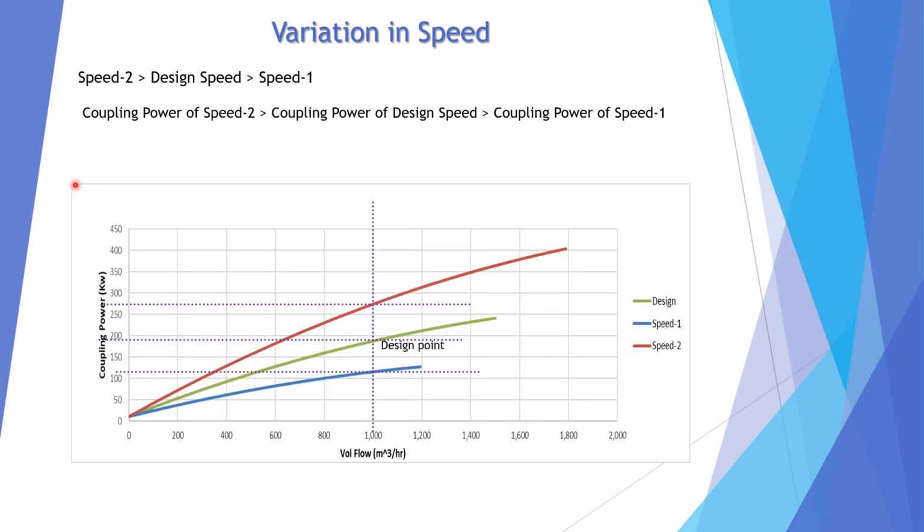Now coupling power for the particular flow, coupling power for the red line where speed is more will consume more coupling power than the design, and blue line will consume less coupling power than the design, because with the more speed it will produce more discharge pressure or hydraulic head.